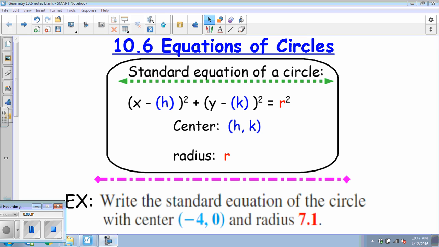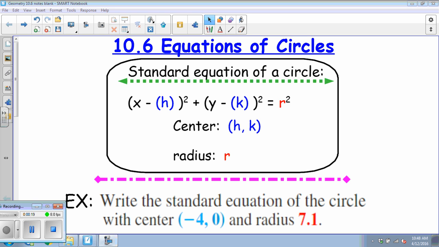The standard equation of a circle is like the generic form. When an equation is in the standard form, you can pick out the center and the radius: the coordinates for the center and the length of the radius. The coordinates of the center are represented by h and k.